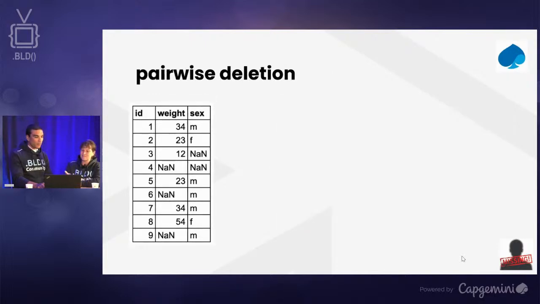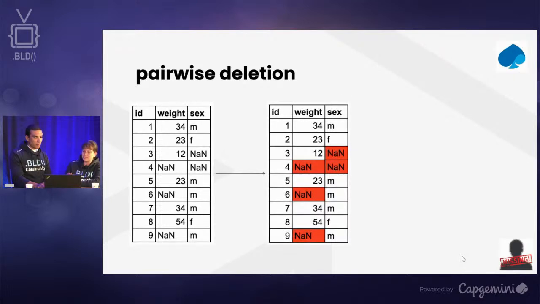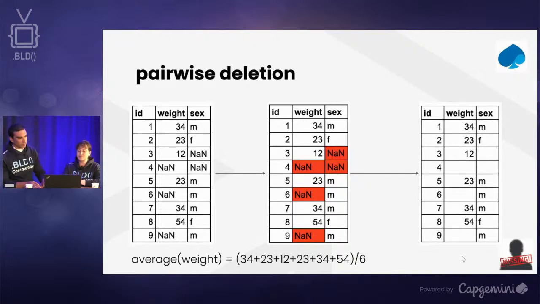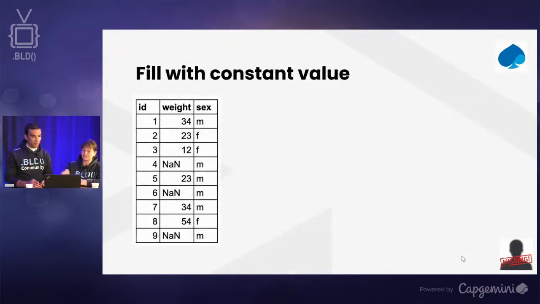Sure. And pairwise deletion, that's a bit more tricky to understand, but all you do is you remove all the missing values, but just for calculations. So if you need to maybe calculate the average weight, you just take the values that are available and divide it by the number of values that are available. So in this case, 6 values divided by number 6, and then you get your average weight.